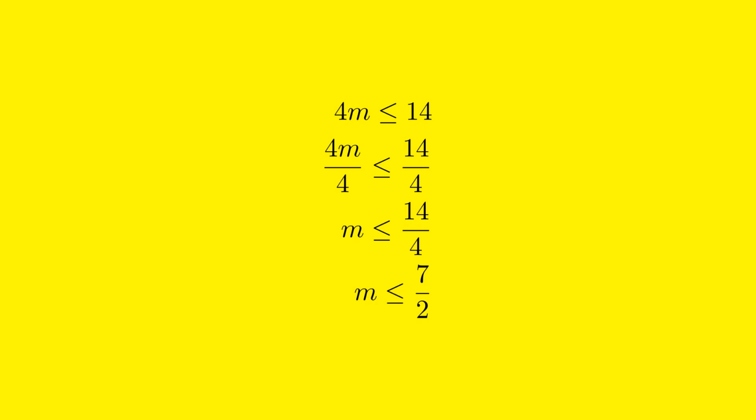Simplifying this, we get m is less than or equal to 14 divided by 4. We can simplify 14 divided by 4 to its most simple fraction form, which is 7 divided by 2. Therefore, m is less than or equal to 7 divided by 2. This is our final step, and we have now isolated the variable m. In inequality notation, we have m is less than or equal to 7 divided by 2. In interval notation, we represent this as the interval from negative infinity to 7 divided by 2, including 7 divided by 2.